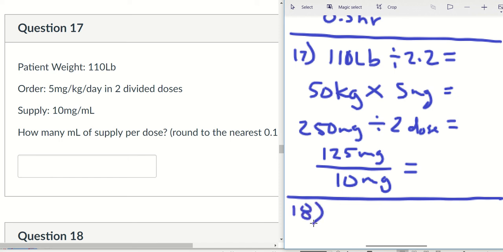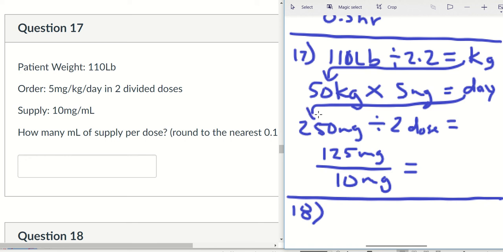So you got 12 and a half. Yep. So weight into kgs. Once you get that answer, multiply by the order. That'll be your daily amount. And then if you need to, divide by doses to get your per dose amount. And then that amount you're going to use as your order over supply. And you're done. That's it. 12.5.